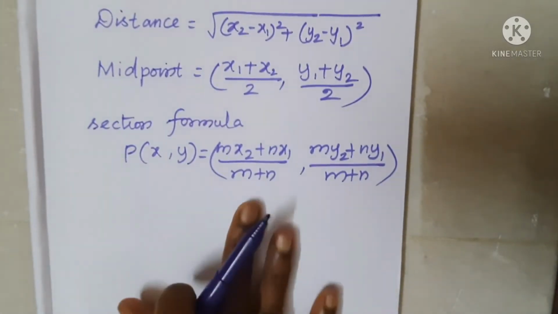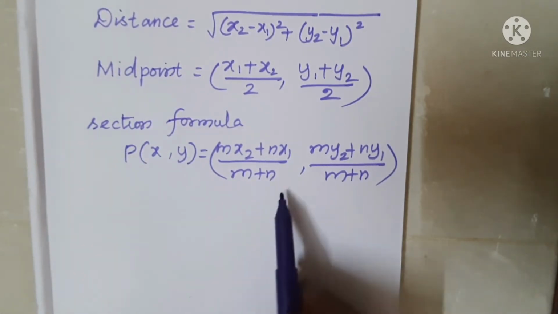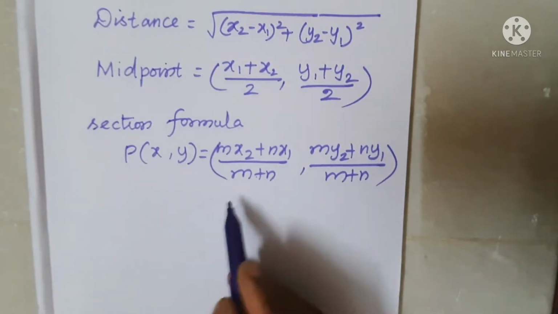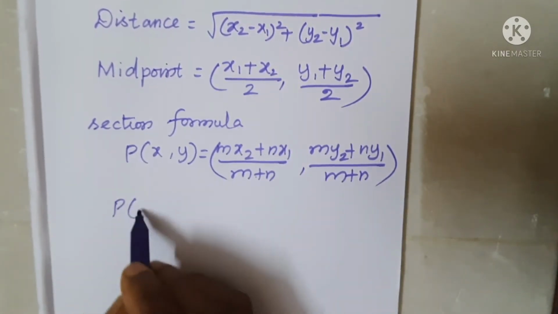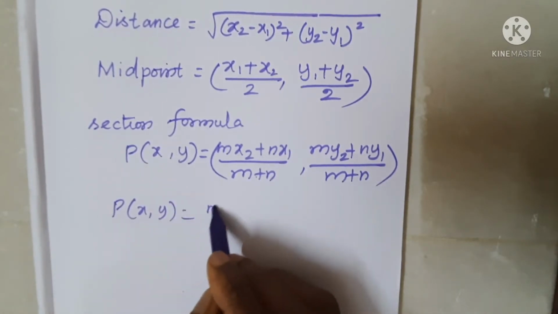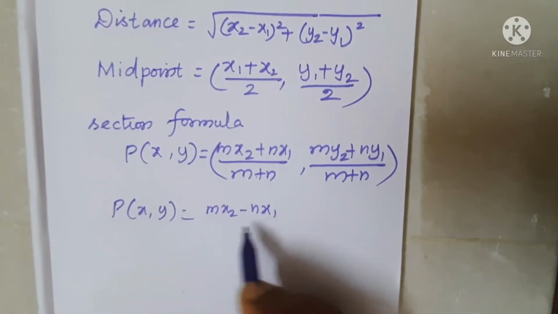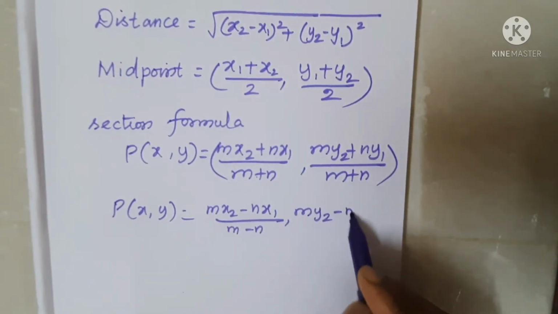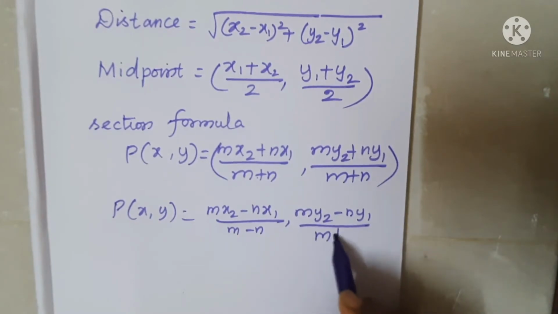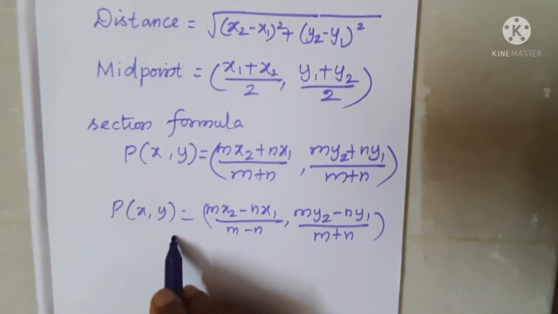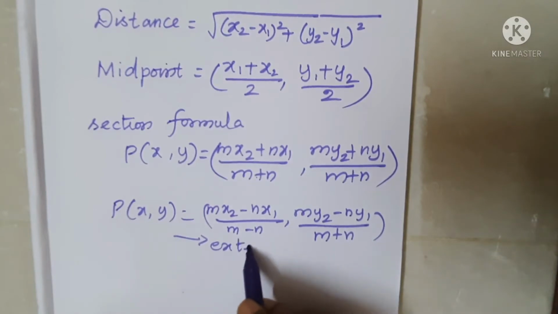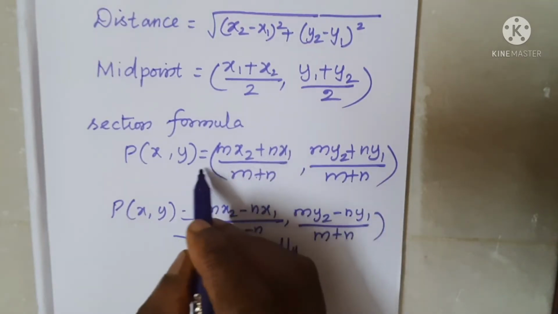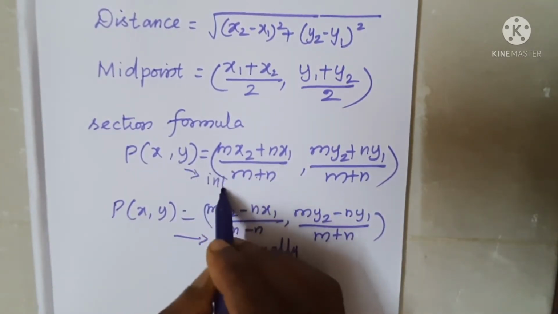If the ratio is internal, we use the formula with m plus n. If it is external, you have to use P of x y is equal to (mx2 minus nx1 by m minus n, comma, my2 minus ny1 by m minus n). This is for external, and for internal we use the formula with plus: mx2 plus nx1. So this one is for internal.